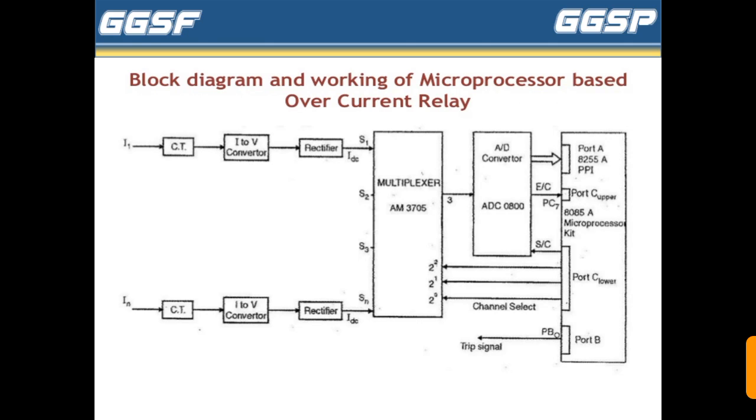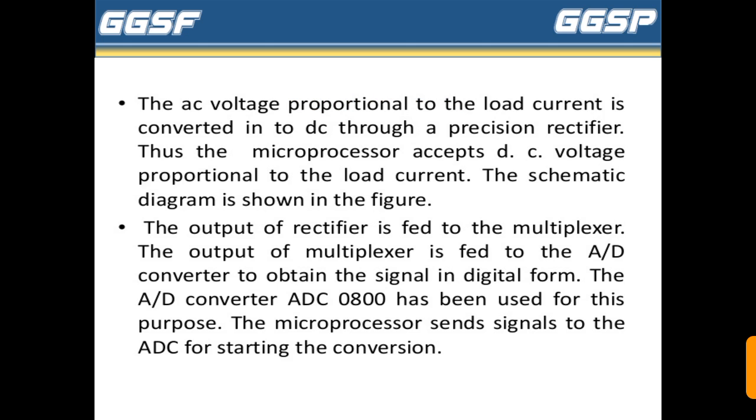Now this is the block diagram and working of microprocessor based overcurrent relay. The AC voltage proportional to the load current is converted into DC through a precision rectifier. Thus, the microprocessor accepts DC voltage proportional to the load current. The schematic diagram is shown in the figure. The output of rectifier is fed to the multiplexer. The output of multiplexer is fed to the AD converter to obtain a signal in digital form. The ADC0800 has been used for this purpose.